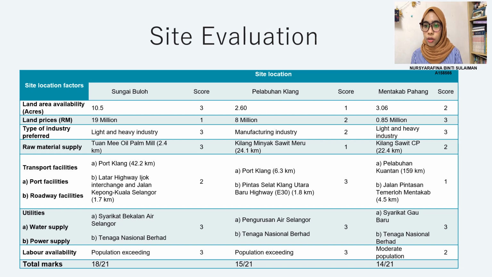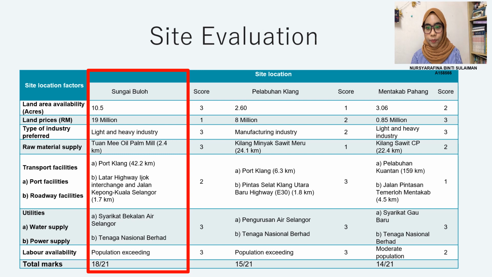The evaluation consists of all the primary factors that need to be put into consideration. The location with the highest score will indicate that it is the most suitable location for our plant, and from the evaluation, it can be concluded that Sungai Buloh is our best option. Some of the strong points that prove this location is the best option is that the raw material supply, which is POME, is available only 2 km away from the location, and this is possible through piping, and thus we can eliminate the transportation cost.